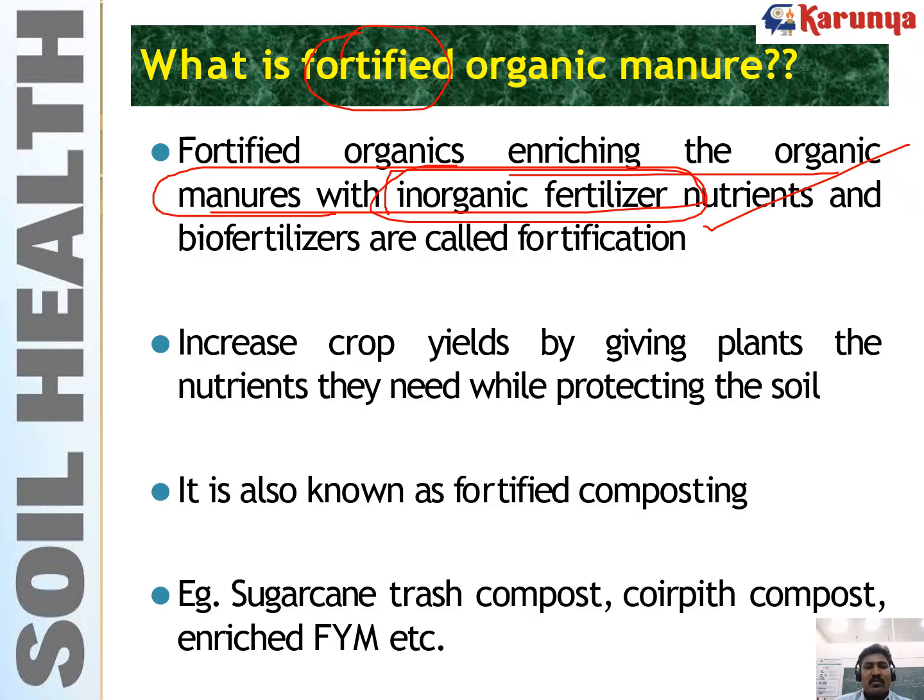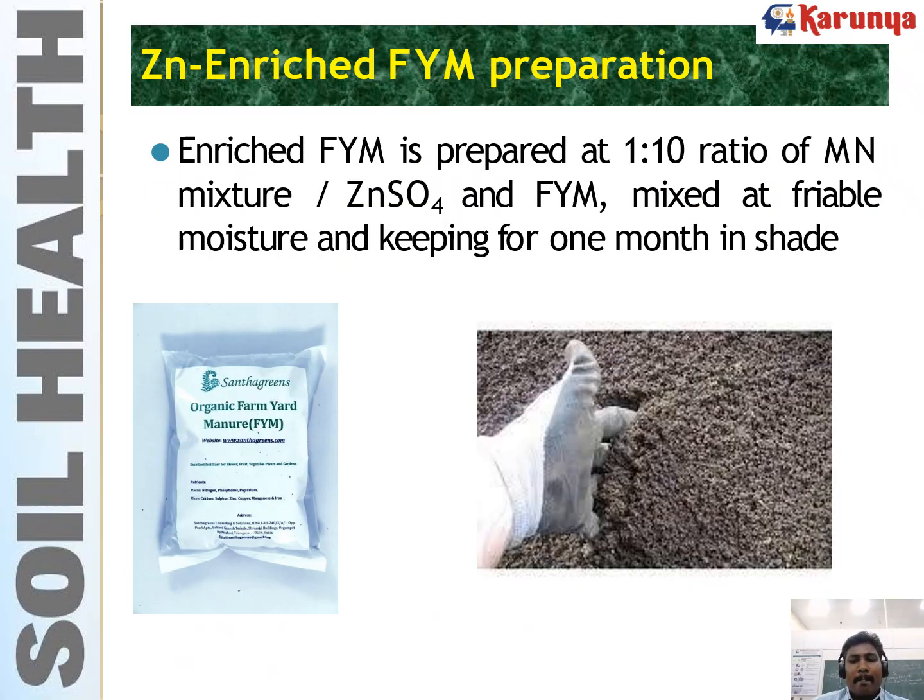Addition of inorganic fertilizer to the organic manures while preparing, while composting. Okay, so this will increase the crop yield, as well as give some additional nutrients to the crops. For example, sugarcane trash compost, coir pith compost, and enriched farmyard manure are regarded as fortified organic manure. Here is one example, zinc enriched farmyard manure. Here the zinc micronutrient is mixed with the farmyard manure in the ratio of 1:10: 10 parts of the organic manure and 1 part of zinc micronutrient or zinc sulfate.